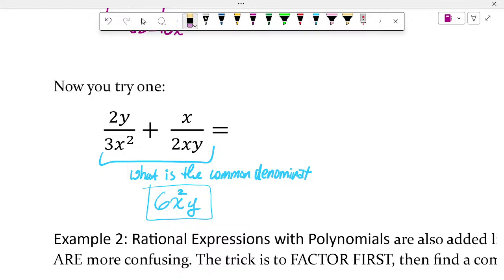I'm gonna get like a 24 package, like 2 times 2. Plus x times 3.